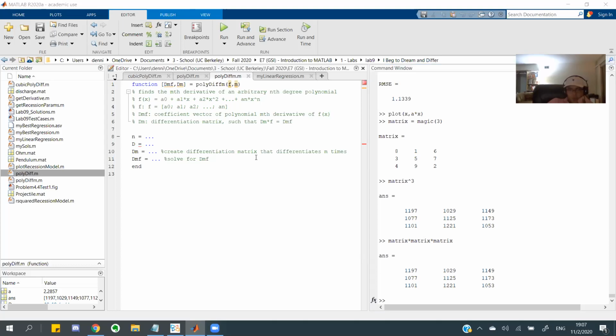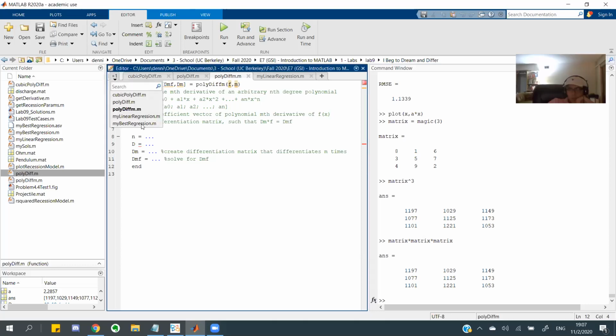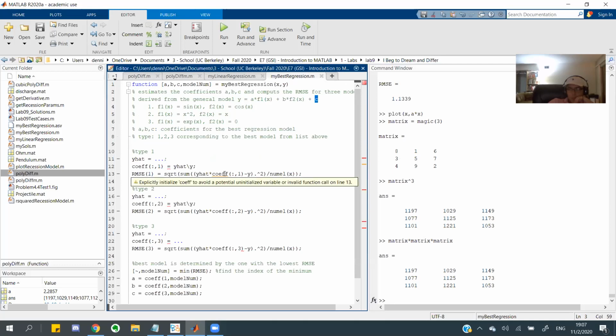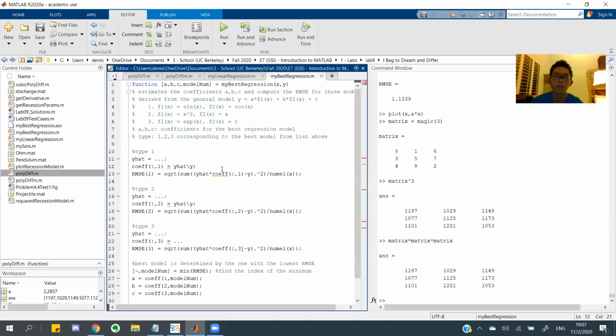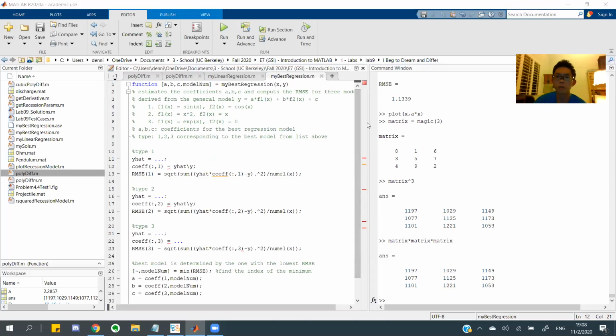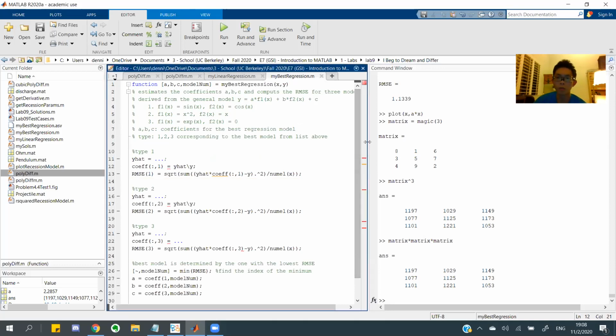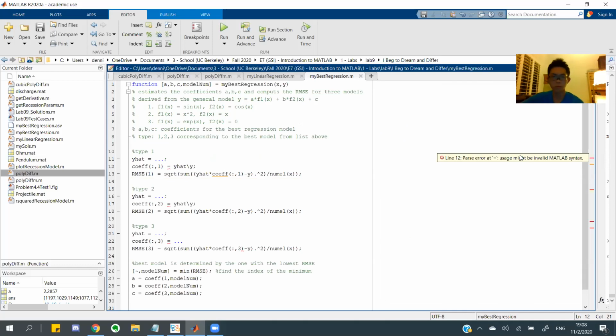Okay. Someone wants to go through the skeleton of my best regression again. Oh, I didn't go through the skeleton code. Okay, I can do that. For the cosine and sine functions, maybe we should do a little bit more skeleton code for this. Let's expand this and we can draw. Let's do one of them, I think.